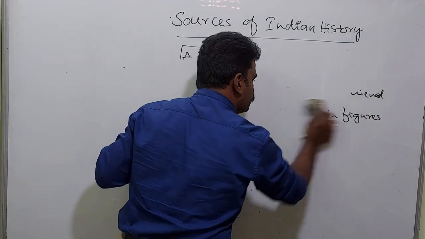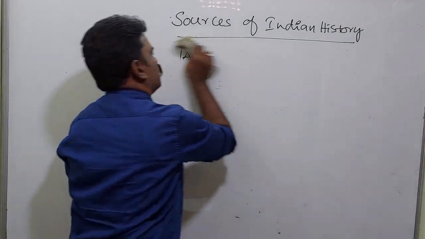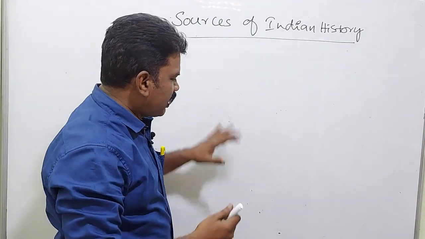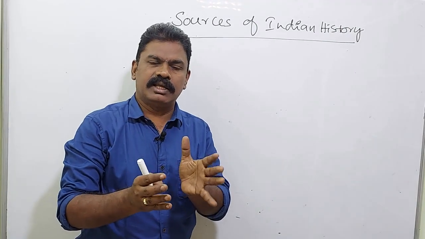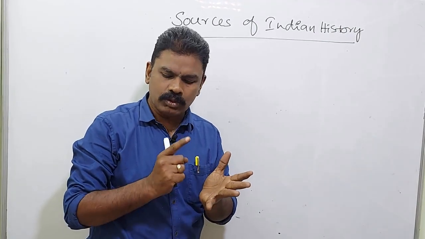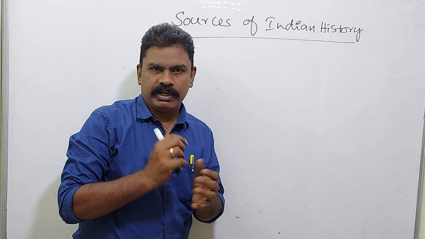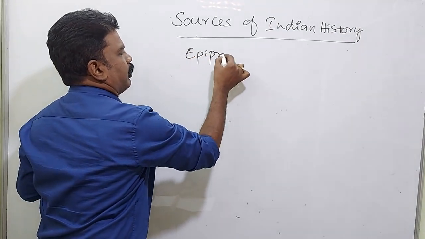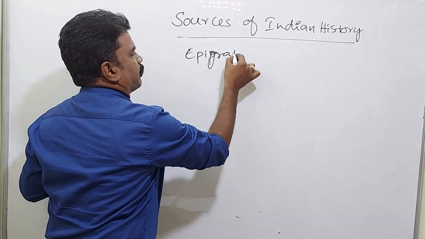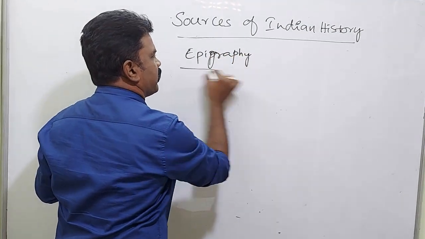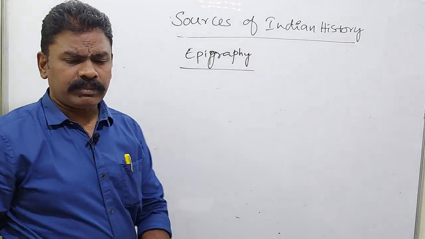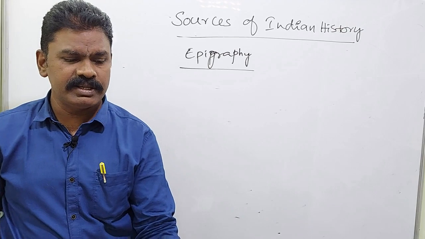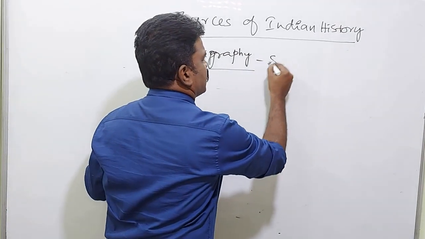So how is archaeology used to reconstruct Indian history? In archaeology, there are three parts: epigraphs, numismatics, monuments. First we will come to the point of epigraphy, or epigraphs. Epigraphy is the study of inscriptions.